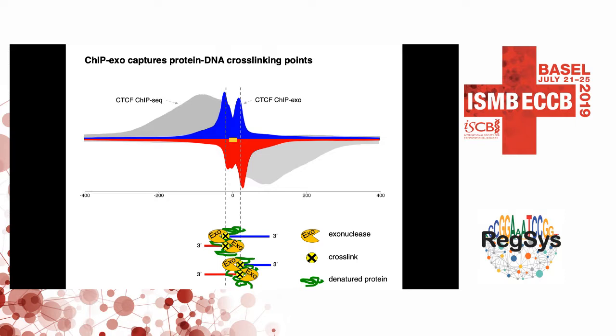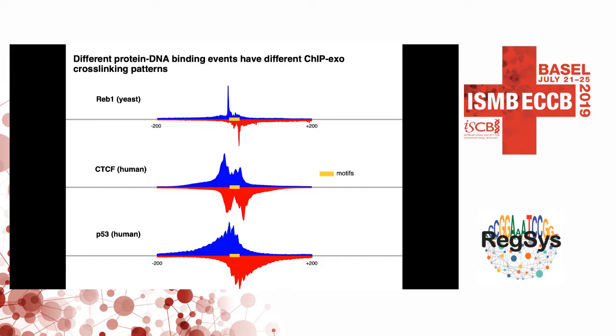But I want to keep emphasizing here that what we're characterizing at the center of these peaks are protein-DNA cross-linking points. And why we think that's important is that different proteins will cross-link to DNA in different ways, depending on the relative availability of cross-linkable residues. So for different proteins, you might see different cross-linking signatures in the corresponding ChIP-exo data. My lab has been trying to leverage this over the past few years in different ways.